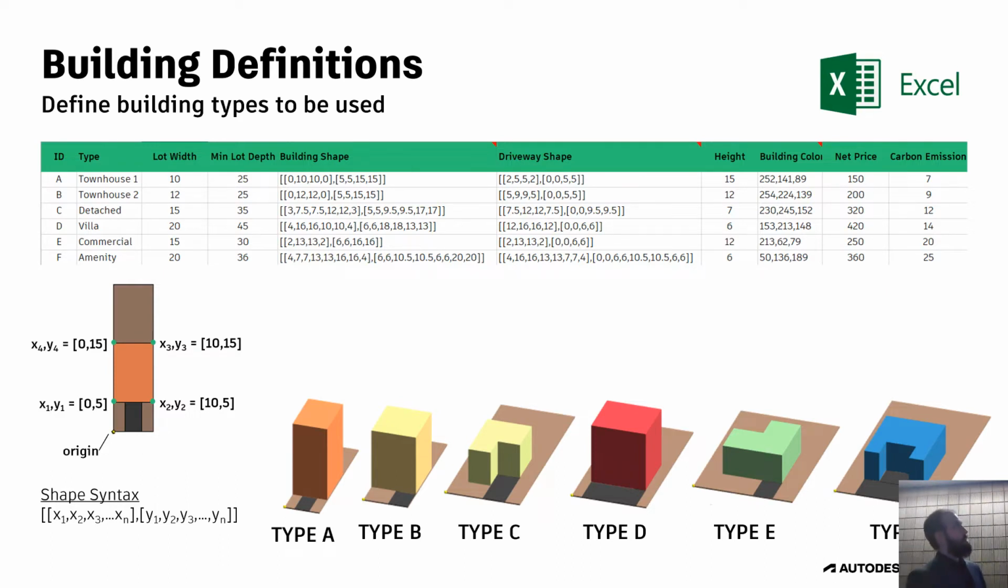But after that, we also need our driveway, because we need to know where cars are getting to and from the buildings, as well as a color value, so we can quickly identify which type of building this might be. You can set those color values to be whatever makes sense. In our case, type F are our amenity buildings, so we're putting those as a bright blue. They really stand out on the site. After that, we are going to put in the data that we care to optimize for any particular building. In this case, we're using net price and carbon. Carbon, embodied carbon. So our net price, that's how much money we're going to make when we sell that building.